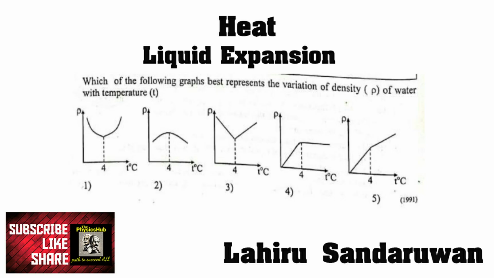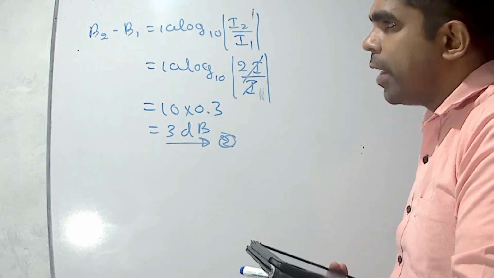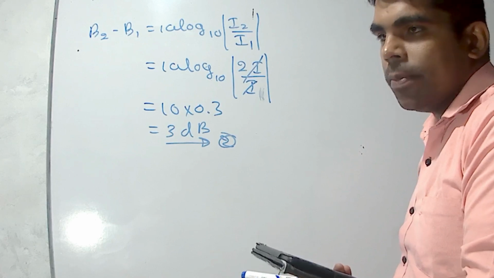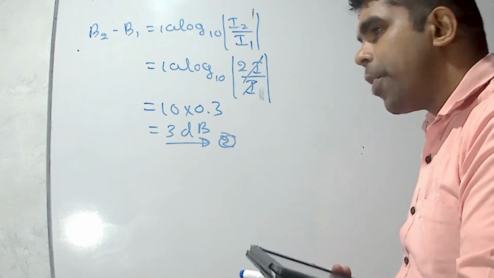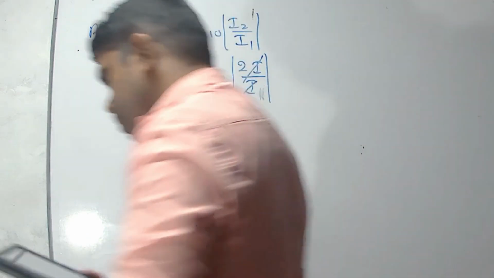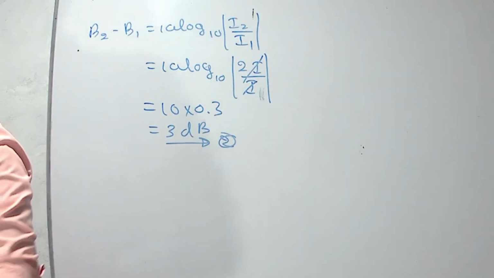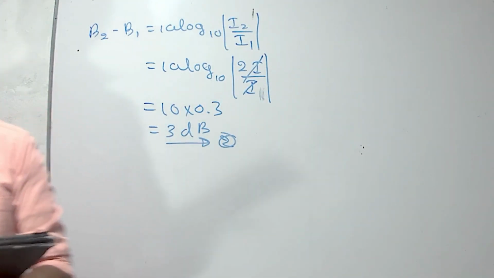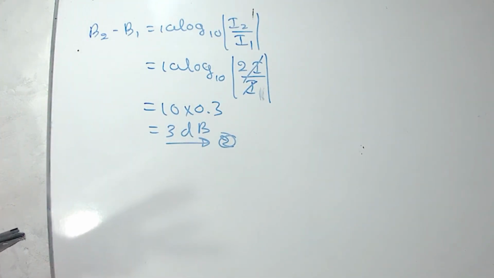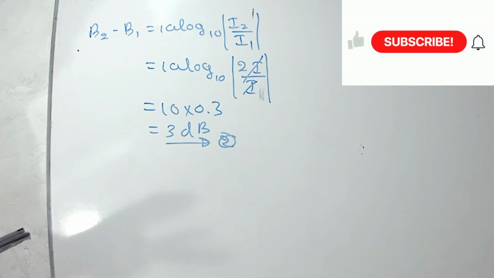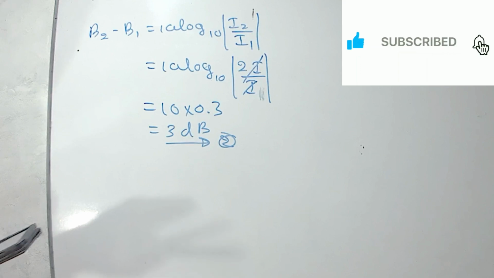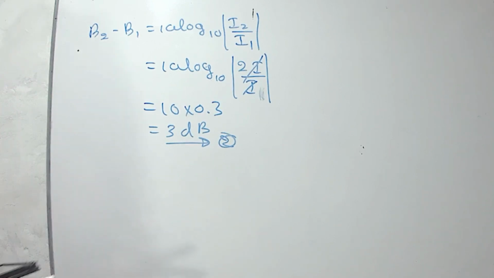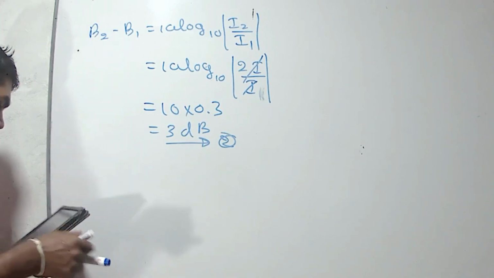Which of the following graphs best represent the variation of density of water with temperature? We know that when the temperature of water increases from 0 to 4 degrees, its volume is decreasing. After that, when temperature increases, volume is increasing. Density is inversely proportional to volume. Therefore, variation of density should be opposite to the volume.